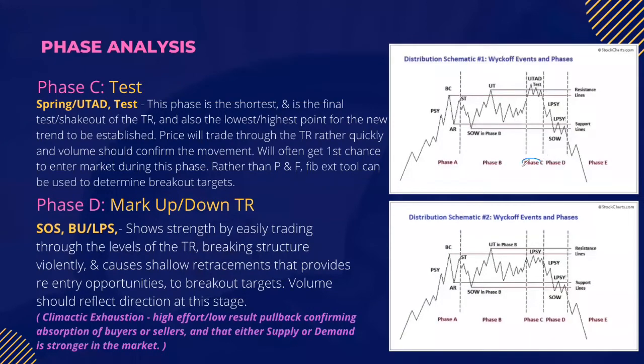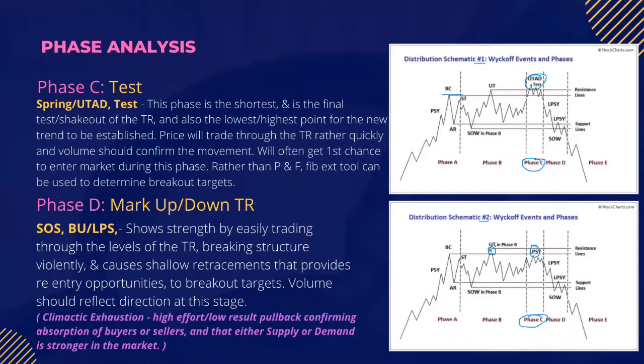So you see here, we have phase C and we have phase C down here, right? The main difference between the two schematics is on the buy side and sell side. The buy side, since it's sell side, I start there, but you will either get a UTAD, which breaks the high of the climax, or you won't get a UTAD.